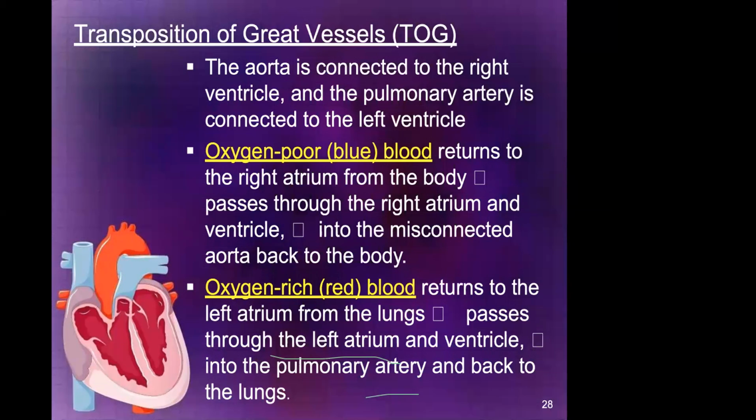So as I said, even in this, there are two types of transposition circuits which we can see. One is the oxygen-poor blood, which will of course be blue. That is the one which comes to the right atrium from the body. It will pass through the RA, RV, and of course into the disconnected aorta back to the body. On the other side, the oxygen-rich blood returns to the left atrium from the lungs, passing from the left atrium and ventricle into the pulmonary artery and back to the lungs.